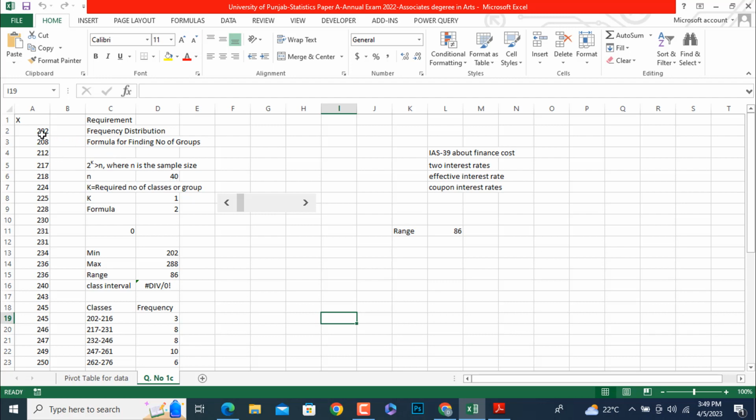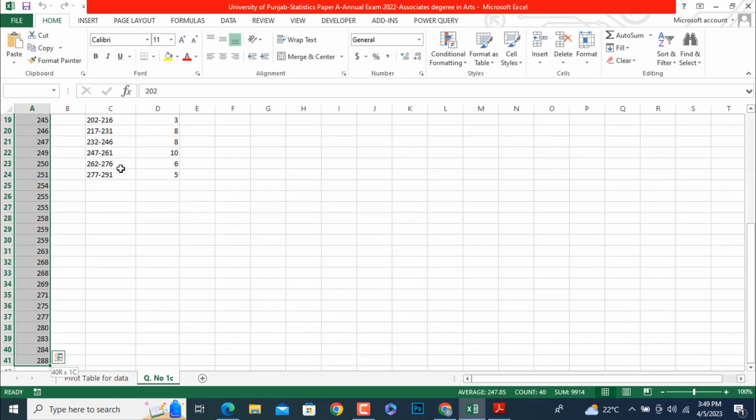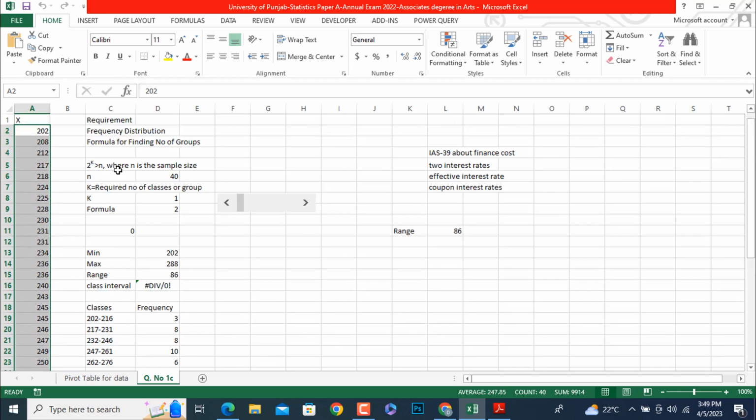How can I determine this? Please click on this one, go to the last cell. Here you see that it is 41, but because at one position the variable x is there, the number of observations is 40. Otherwise you can use the formula COUNT A2 to A41, and you will get the number of observations, or sample size n, equal to 40. K is the different number of values that you are going to use to find the number of groups.